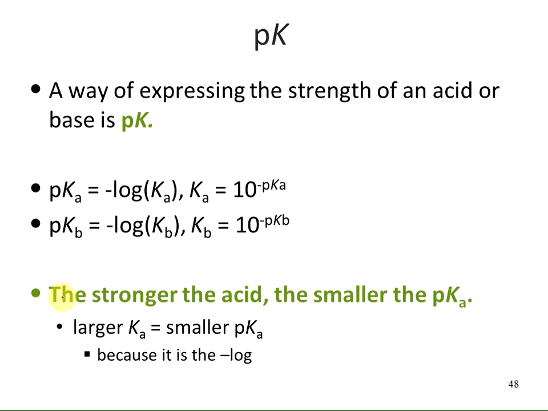Now the stronger the acid, the smaller the pKa. So a larger Ka means a stronger acid. This is going to result in a smaller pKa due to the fact that the pKa is defined as the negative log of the Ka. So the larger the Ka, the smaller the pKa.